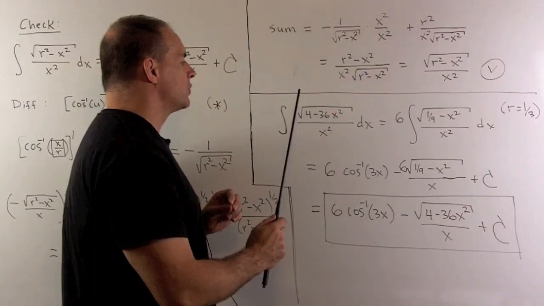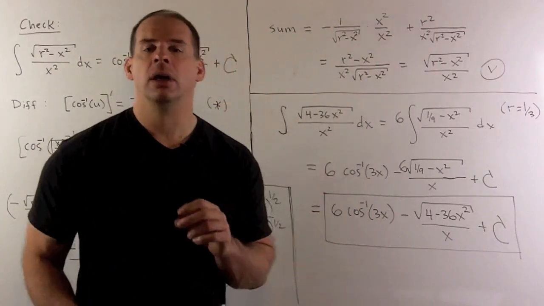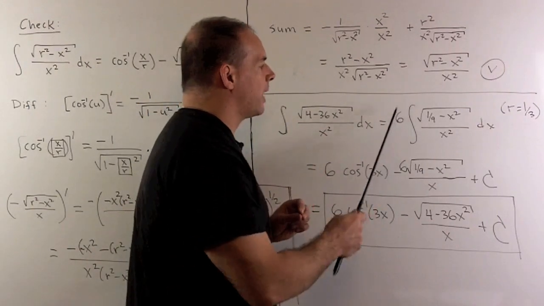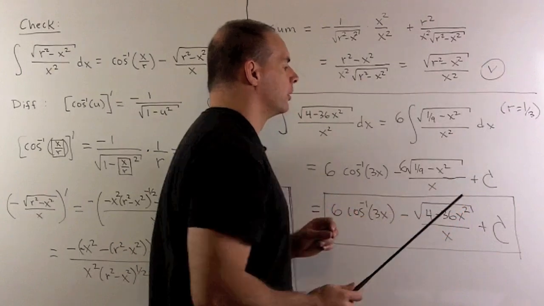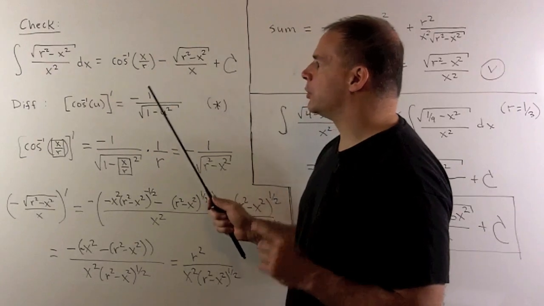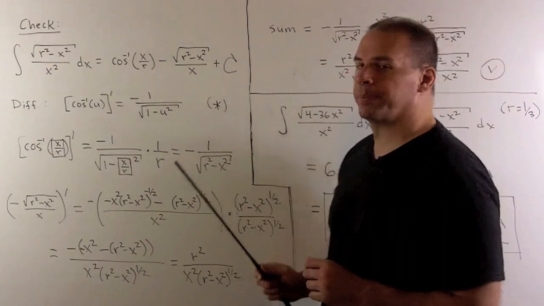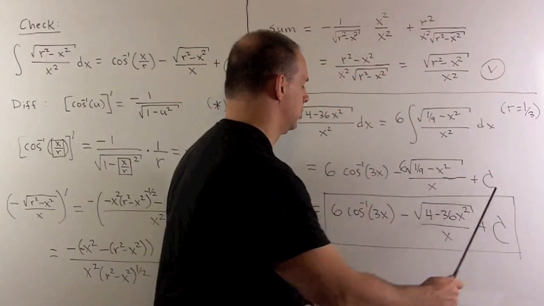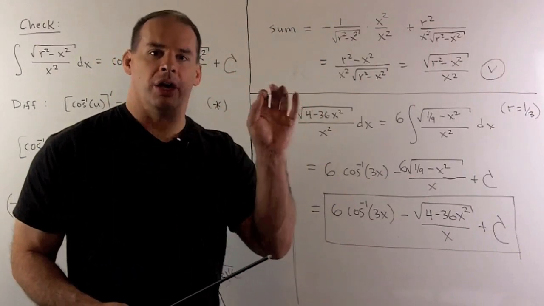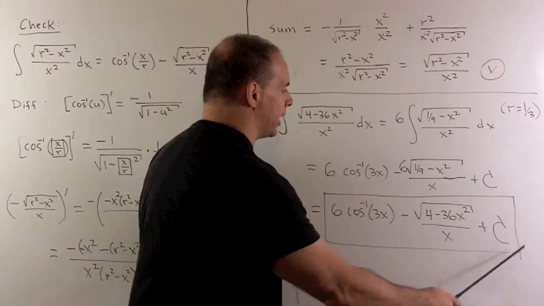So we have the indefinite integral, square root of 4 minus 36x squared over x squared with respect to x. We factor out a 36, which comes out as a 6. We see that if I want to apply the formula, we have r equal to 1/3. So we have inverse cosine of x over 1/3, which becomes 3x, then minus square root of 1/9 minus x squared over x. Now, if we want to get our final answer to look like the original integral, I'm going to push this 6 to the inside as a 36. Then we get our final answer.